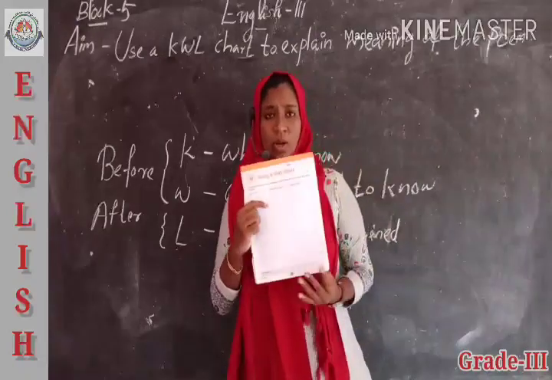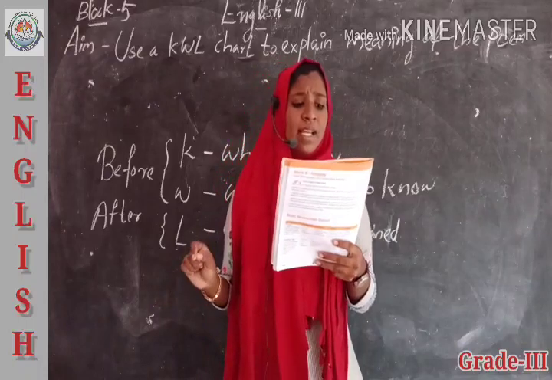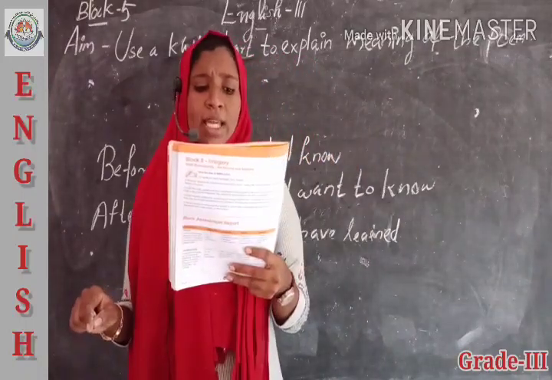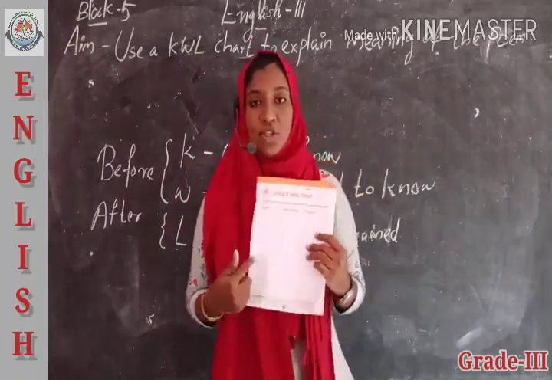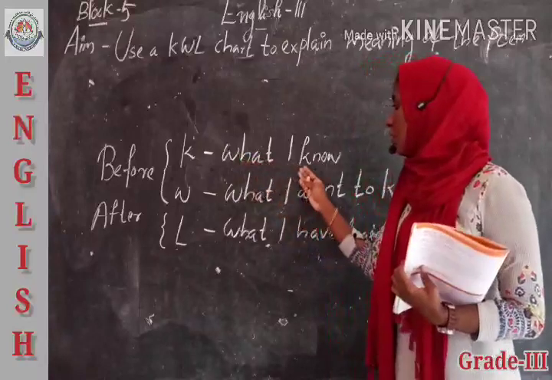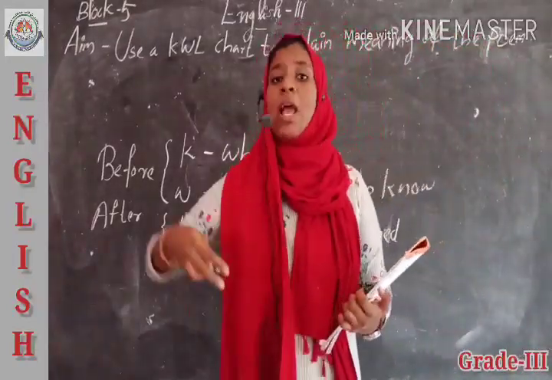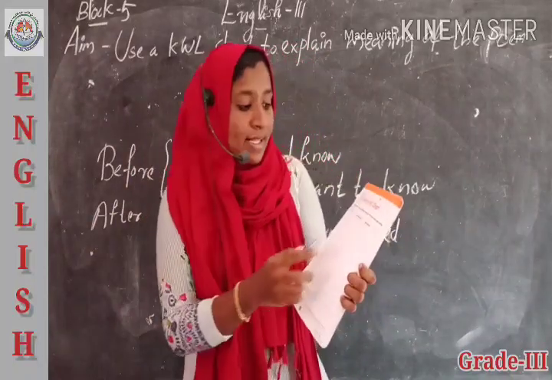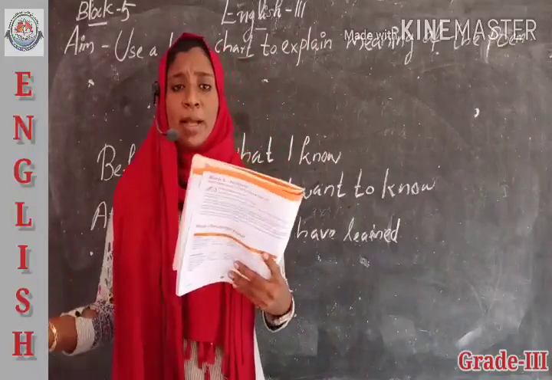Okay, then look at this chart. Here you can see a question. Fill in the first 2 columns of the KWL chart before you read the poem. Yes, the first 2 columns. Which are those columns? Yes, the what I know column and the what I want to know column. These 2 columns you have to fill before going to that poem. And the third column, fill in the last column after reading the poem.